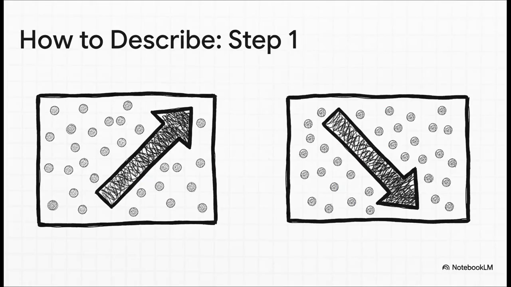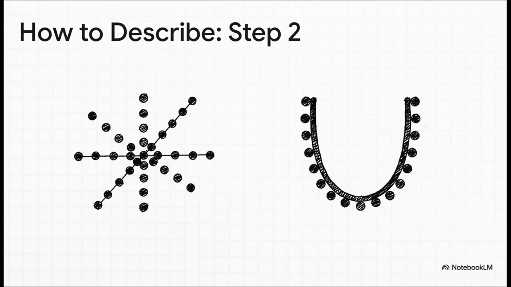So when you're staring at one of these, what are you looking for? The first thing you ask is, what's the overall direction? Does the whole cloud of points seem to be drifting upwards, from left to right? That's a positive association. Or is it drifting downwards? That's a negative one.